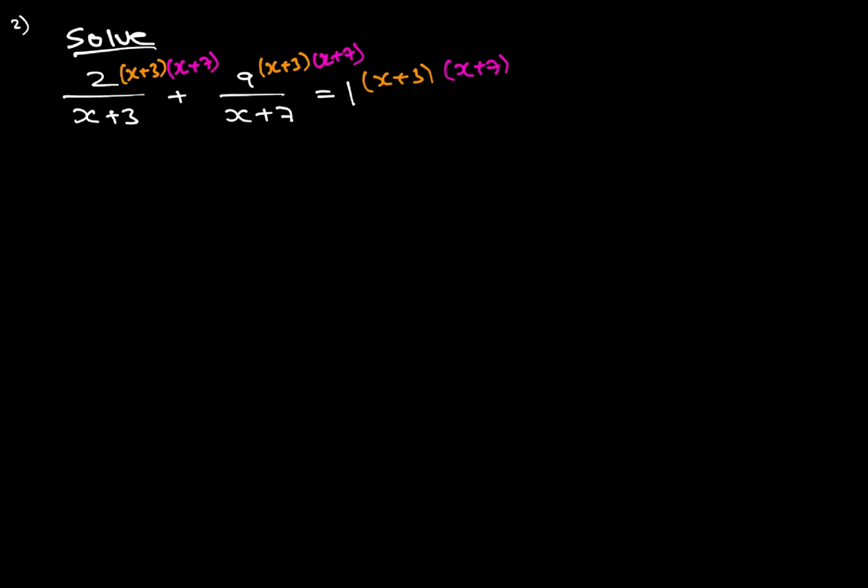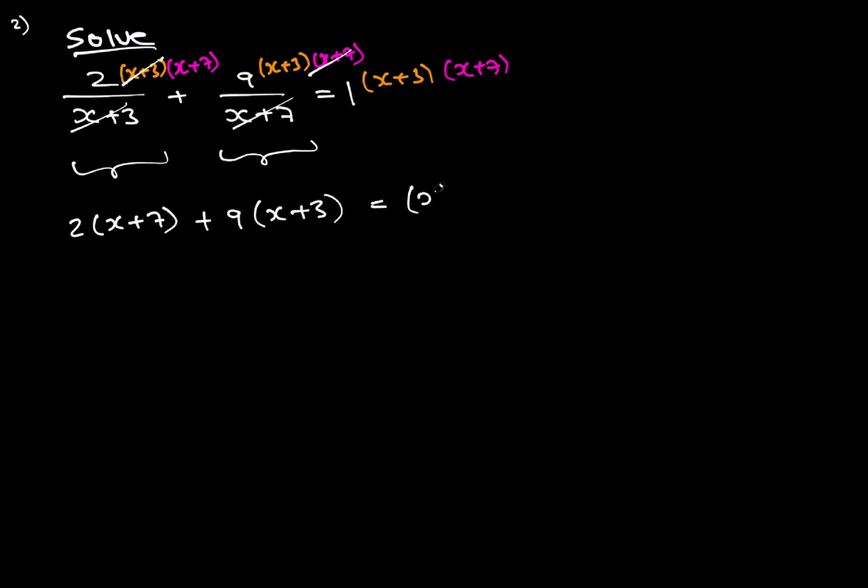Hopefully you can see that in the first fraction, the x plus 3 will cancel, and I'm going to be left with 2 brackets x plus 7. In the second fraction, I will cancel out the x plus 7s, and I'm left with plus 9 brackets x plus 3. And then I've just got 1 times x plus 3 times x plus 7, so I can get rid of the 1 and just leave it as x plus 3, x plus 7.